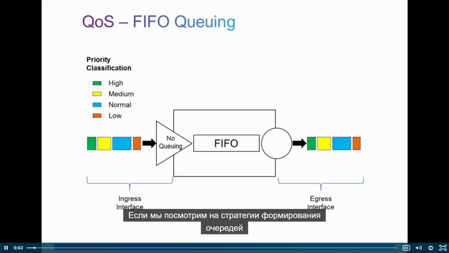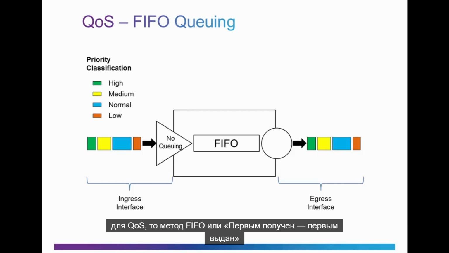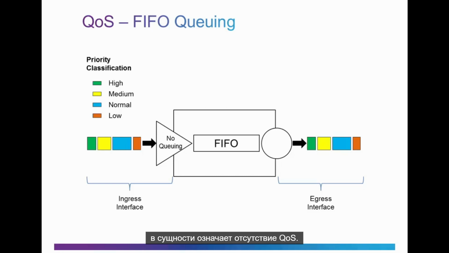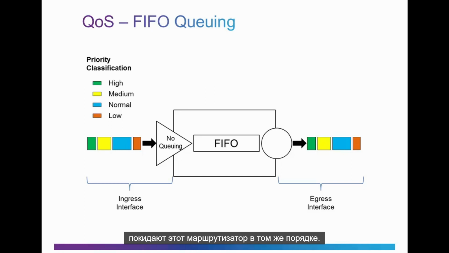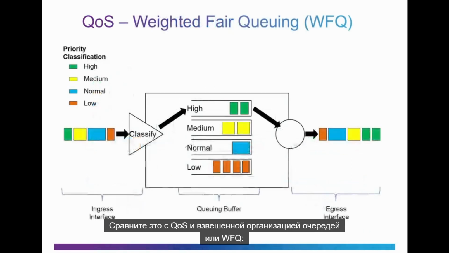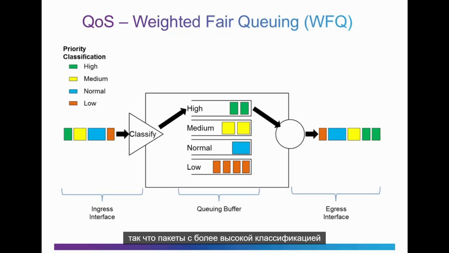If we look at the queuing strategies for QoS, FIFO queuing, or first in, first out queuing, is basically the absence of QoS. In other words, packets that enter the router leave the router in the same order. Compare this with QoS and weighted fair queuing, or WFQ, where packets that come into a router are then classified and prioritized based on the classification.